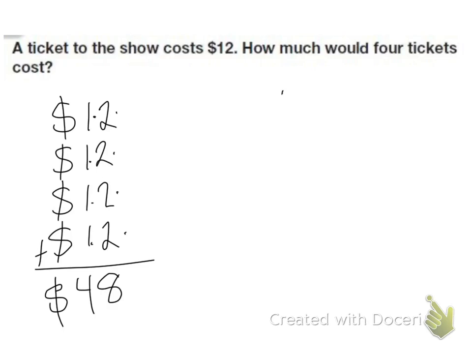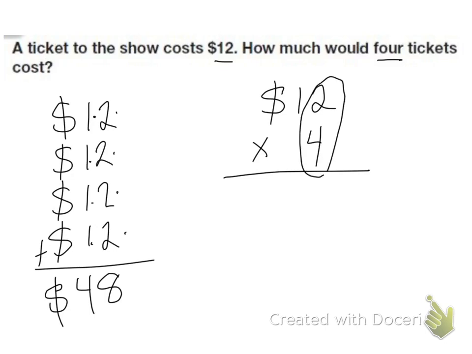Okay, and I would do that by doing 12 times 4. So that's $12 and I want to get 4 tickets. When I multiply, I first multiply to figure out how many ones I have. So I would do 4 times 2. Okay, so 4 times 2 is 8. Then I'll multiply 4 times 1 to find how many tens I have. And 4 times 1 is 4. So my answer is $48.